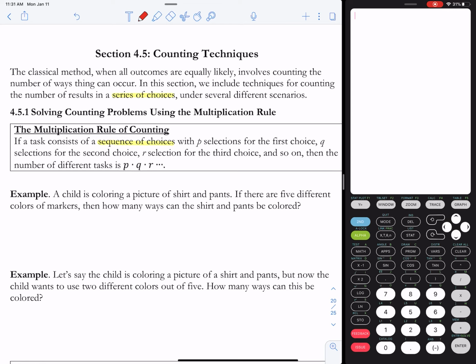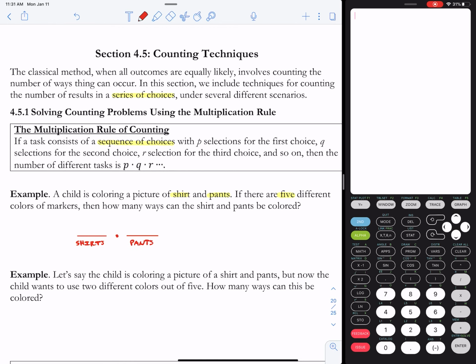So it says in the first example, a child is coloring a picture of a shirt and pants. Okay, well, that's important, shirt and pants. If there are 5 different colors of markers, then how many ways can the shirt and pants be colored? Well, kind of the classical way of doing this is the way I'm going to present it now. We have shirts and we have pants.